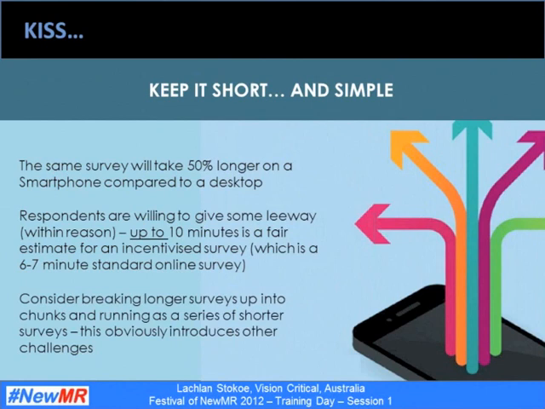alternatives. One way we have been experimenting with for controlling for length is breaking longer surveys up into chunks and running them as a series of shorter surveys over a period of time. Now, this obviously introduces other challenges, such as missing data and requiring larger overall sample sizes to compensate for the fact you might have missing data. Advanced warning can potentially be used as a way to mitigate for dropout risk, but you can't remove that risk completely.